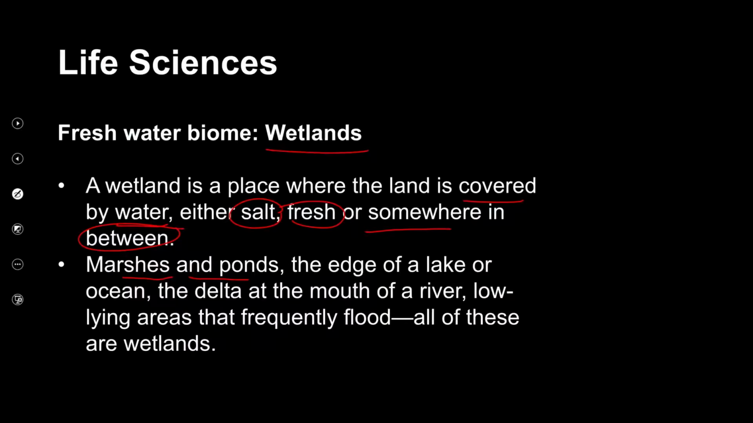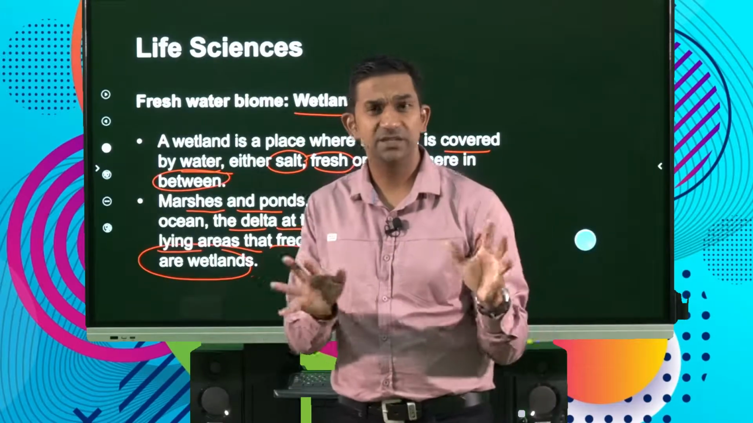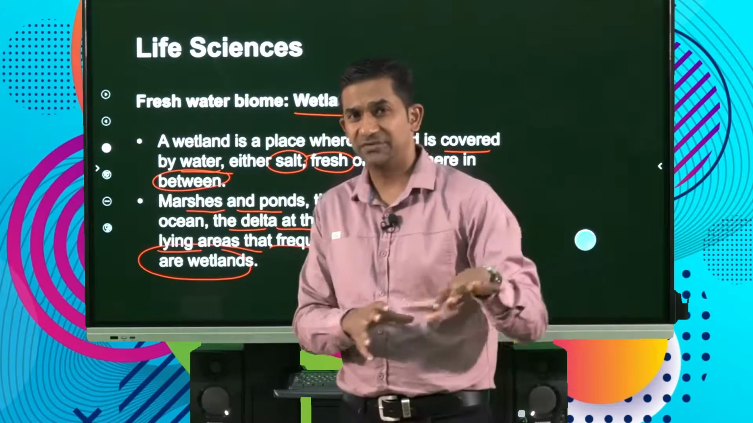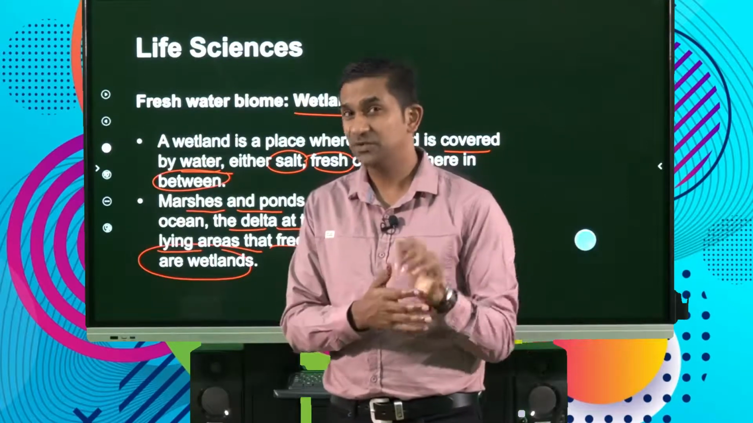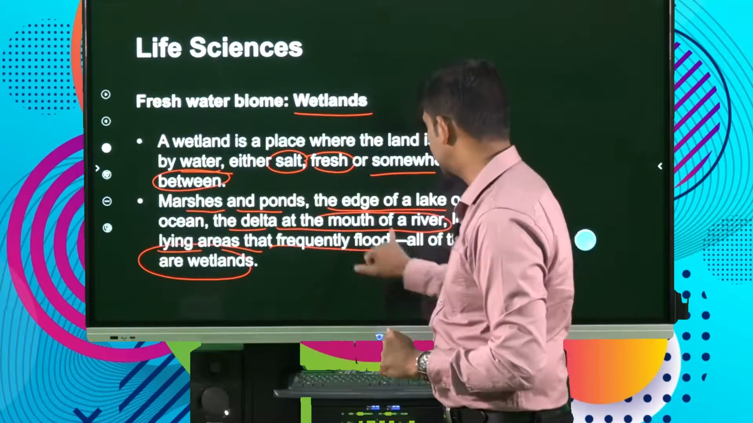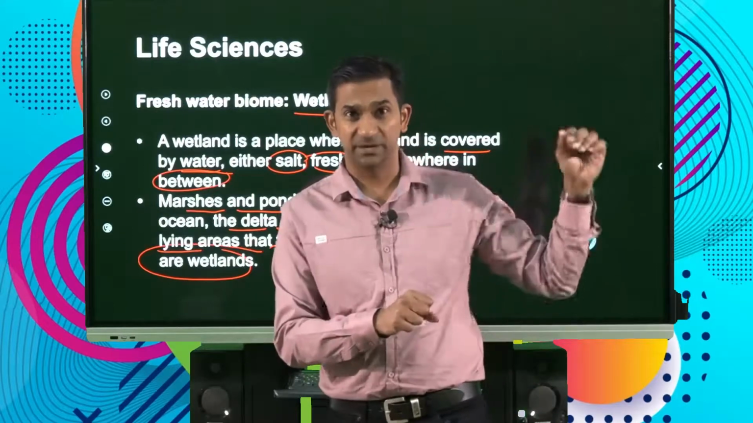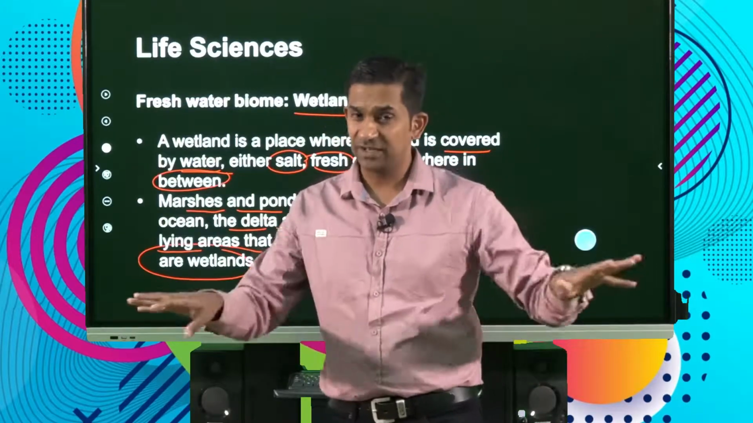Marshes and ponds develop at the edges of lakes or oceans. You'll find the delta at the mouth of a river, or low-lying areas that are frequently flooded. All of these are wetlands. So if you think about areas in your community where it becomes swampy when it rains, those are wetlands. If you think of areas along the mouth of a river, where a river meets the ocean, we often have wetlands there.